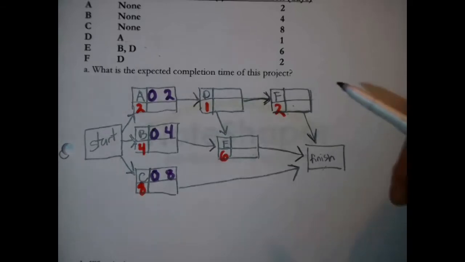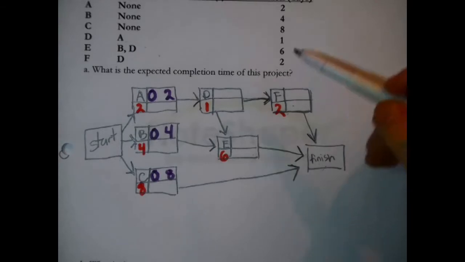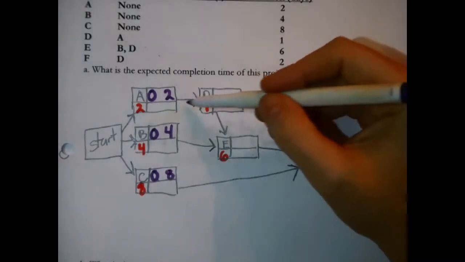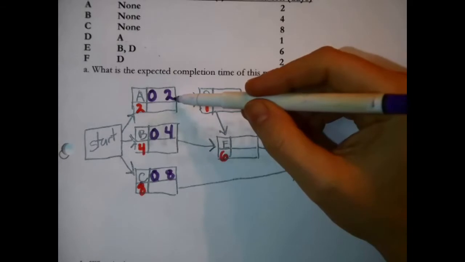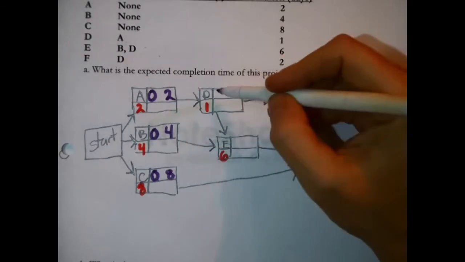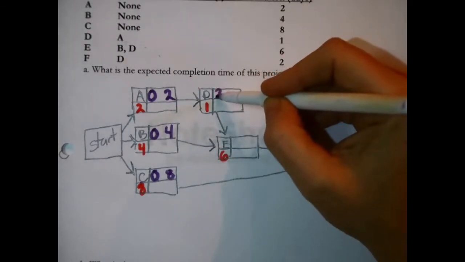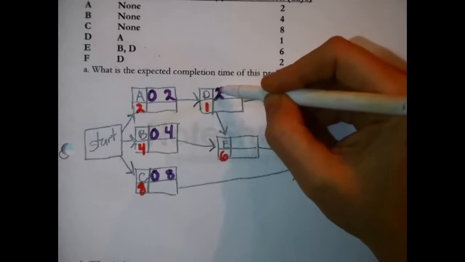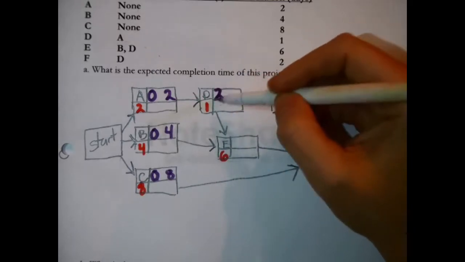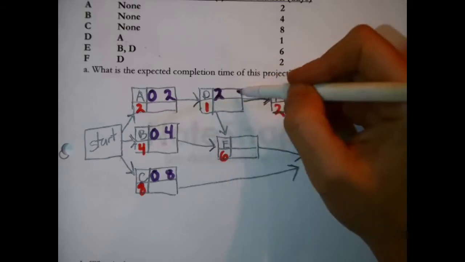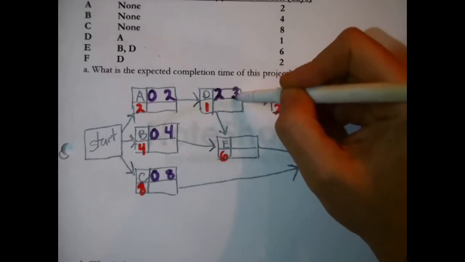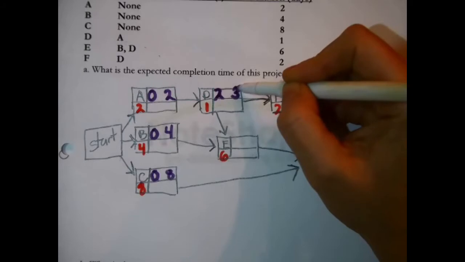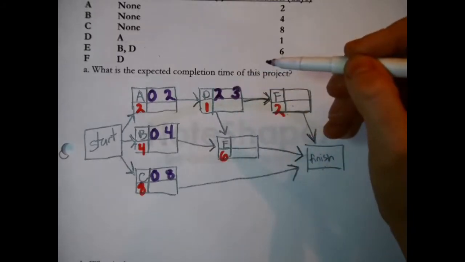Because I'm looking here and I notice that D cannot start until A finishes. A will finish at the earliest in 2 days. You can pass that number across then. That means that D could start at the earliest in 2 days, but no earlier. Now D is 1 day worth of work, 2 plus 1, just logic. That means the earliest that we could finish D is in 3 days.